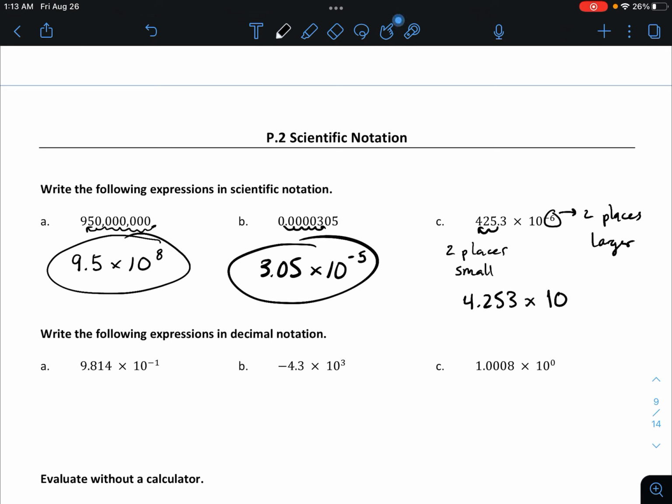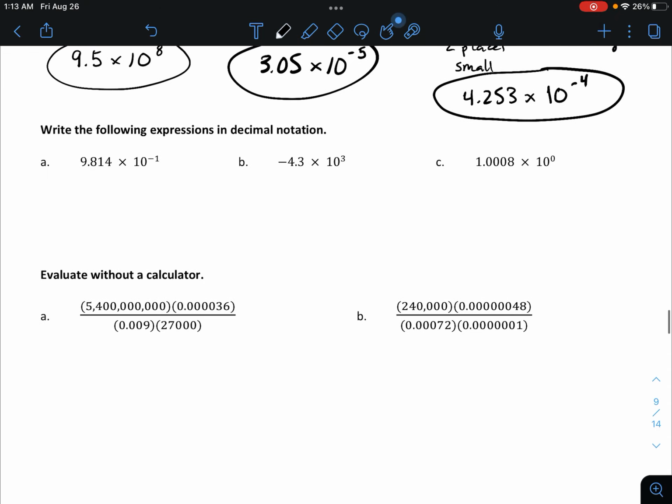Well, if I increase this by 2, that would turn this into a -4. All right, not a -8. That's 2 places smaller. 2 places larger would be a -4.